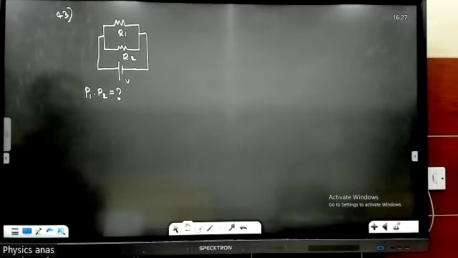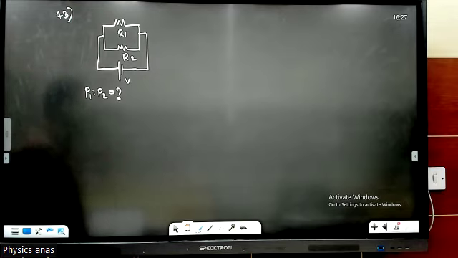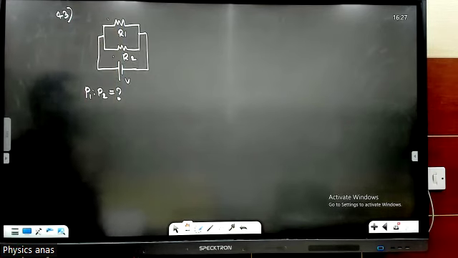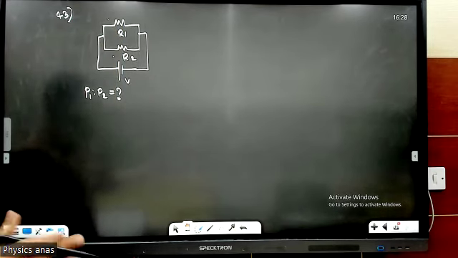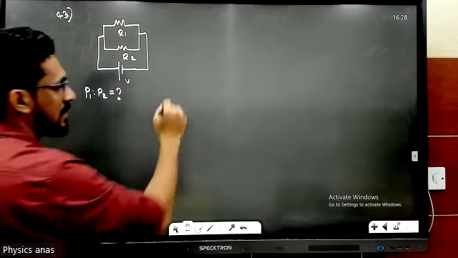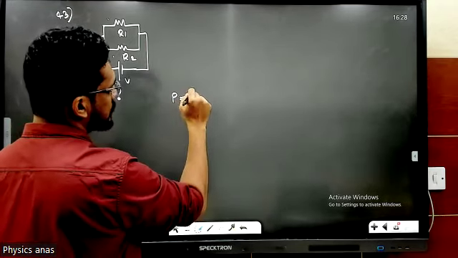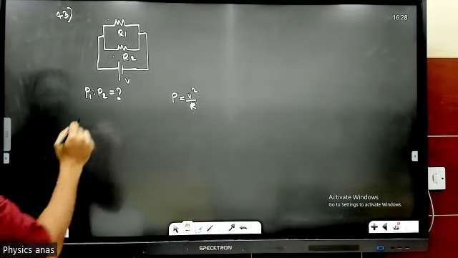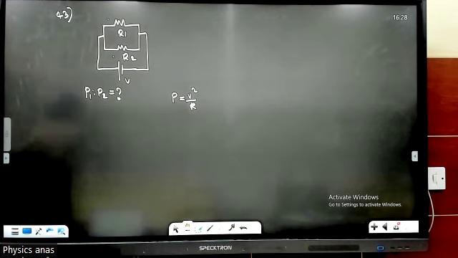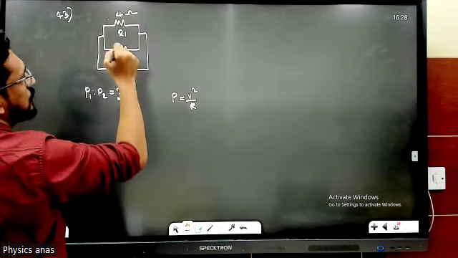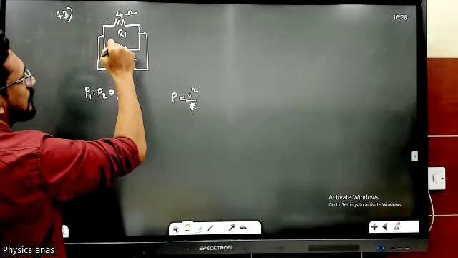No, you cannot use I square R. Why? Because the current through both these resistors will be different. But the voltage across both these resistors will be the same. So you can use the other equation: power is equal to V square by R. R1 is 4 ohm and R2 is 6 ohm.